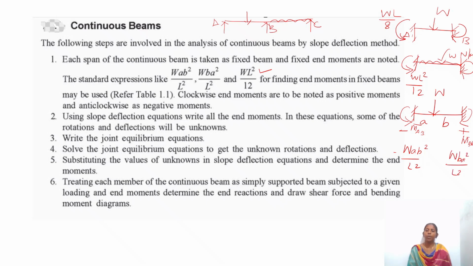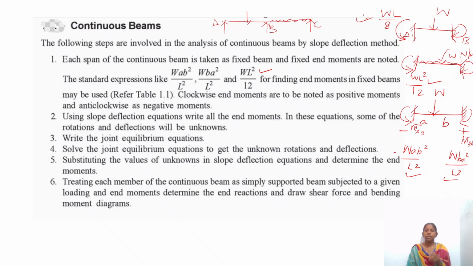So you have to memorize these formulas: WL by 8 and WL square by 12, WAB square by L square and WBA square by L square. So the first step is to consider each span as a fixed span and calculate the fixed end moment for a given type of loading.